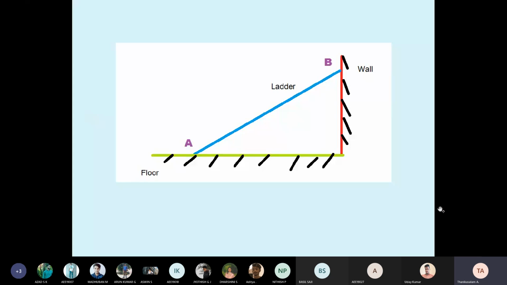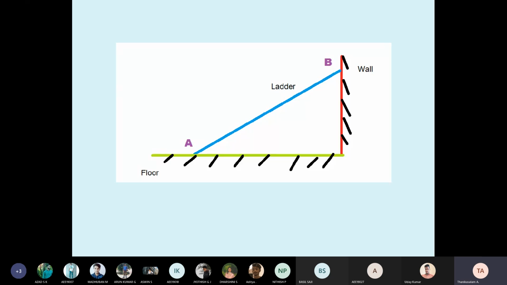Okay. Good morning, students. Today we are discussing ladder friction. You know the purpose of a ladder. A ladder is used to climb a wall or climb a tree. Sometimes you climb trees to cut fruits at a higher height. So we use a ladder for various purposes. Generally, a ladder is resting on a horizontal floor and a vertical surface, that is, a vertical wall.